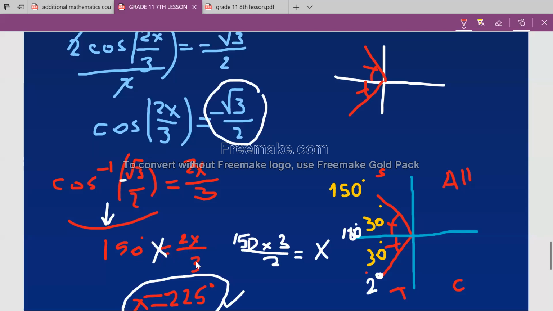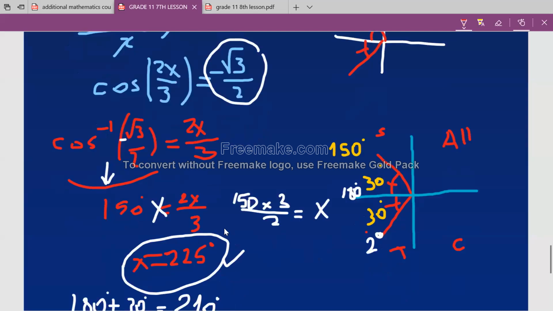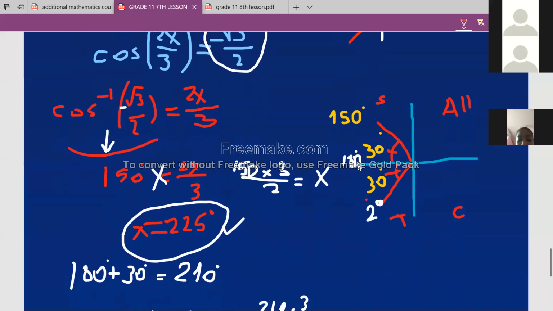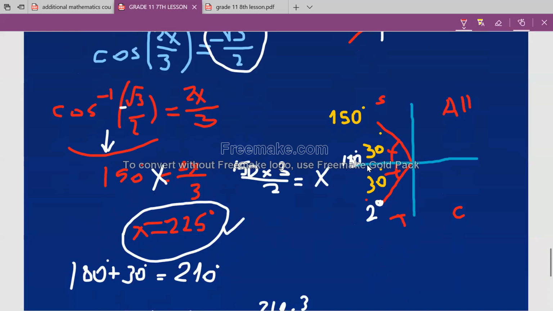So what do we do to find x? Cross multiplication. What is the answer? 225 degrees, isn't it? Yes. Any question here? No. To find the second solution, it's in the third quadrant, isn't it, Shayla? How can we find it? Till here it's 180 degrees, isn't it? Yes. So when I add that acute angle, the second solution will be 210, isn't it? Teacher, but how do we find this acute angle?